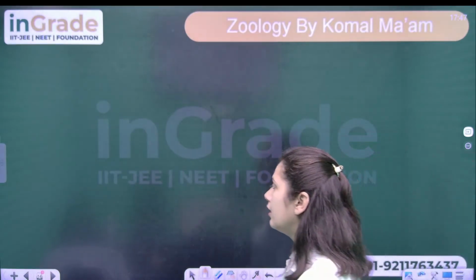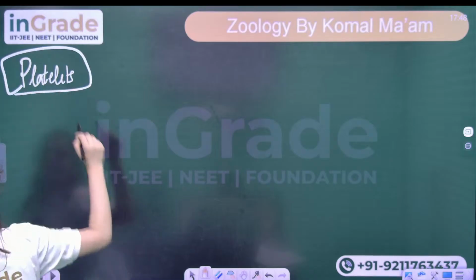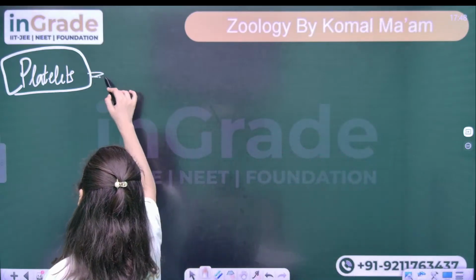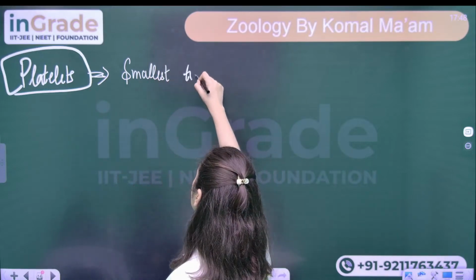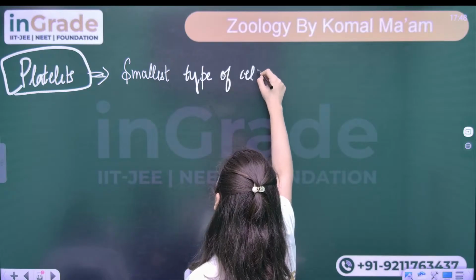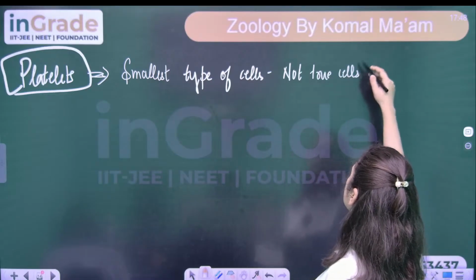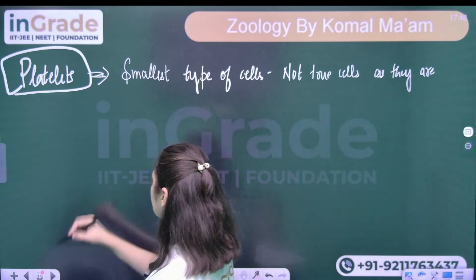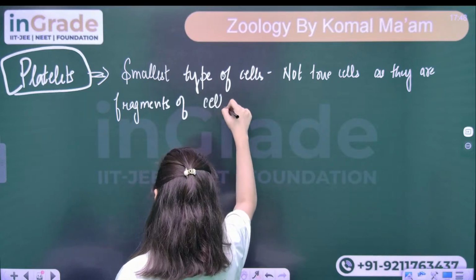Next we have is platelets. If we talk about platelets, platelets are basically the smallest type of cells, and also they are not true cells, as they are fragments of cells. Okay.